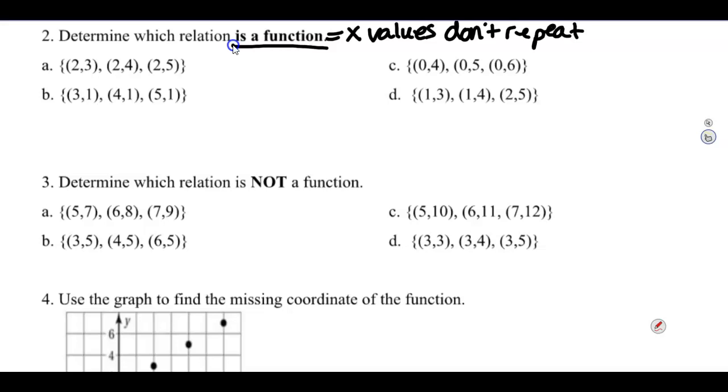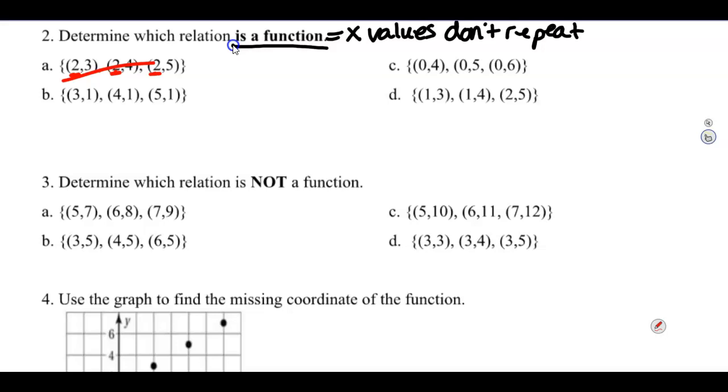So when I look at A, I'm just going to show you how to do one of these. I'm going to look at the x values. Those are x comma y, x comma y. What I notice right away is I have a 2, a 2, and a 2. Well, those repeat, which means these are not a function. So you're going to go through the rest of these and look for the one that is a function. We want one that has a different x value for each one. You cannot have things that repeat. So pause this and do number 2.